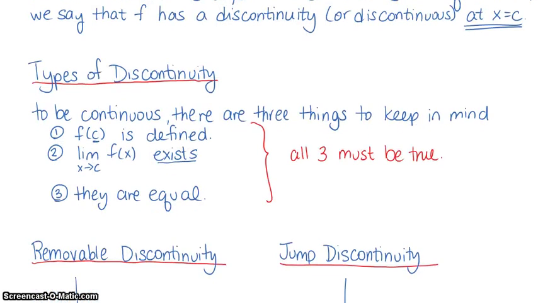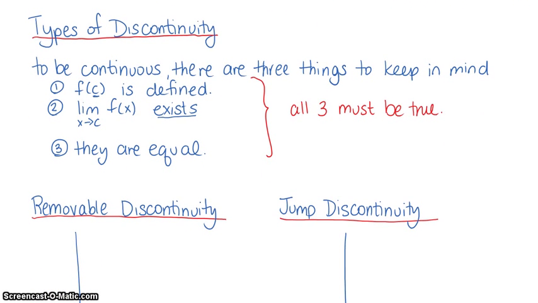Now there are different types of discontinuity that we need to talk about, and some of the things we need to focus on are how the discontinuity differs between different types of graphs. There are basically three things you have to keep in mind in order for it to be continuous. There has to be an f of C that's defined. There has to be a point there. There also has to be a limit that exists for the function as you approach C, and then those two things have to be equal.